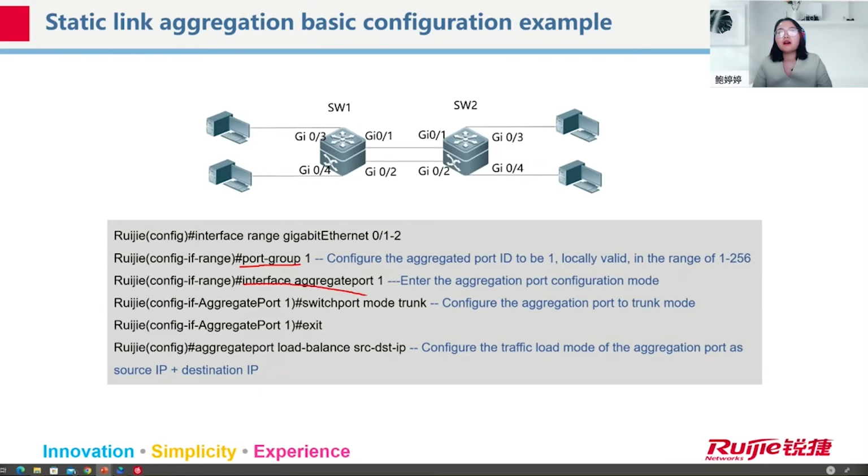And then we enter aggregate port 1 to give the layer 2 configuration, like switch mode trunk. And then all the physical interfaces will get the trunk configuration. So pay attention, you have to add the physical interfaces into the link aggregation first, and then do the layer 2 configuration in the aggregation interface. Pay attention to this one. And then set the aggregate load balance to source and destination IP address.